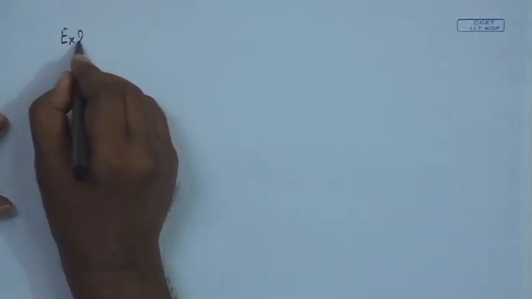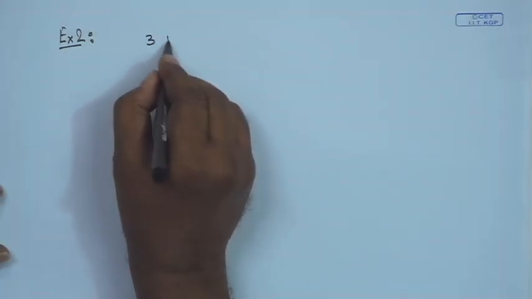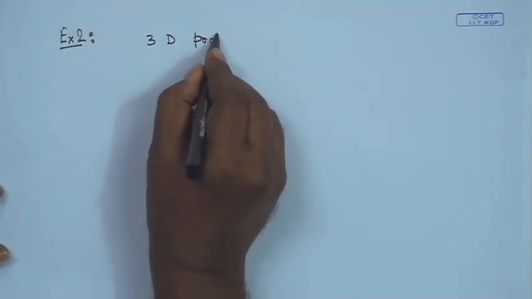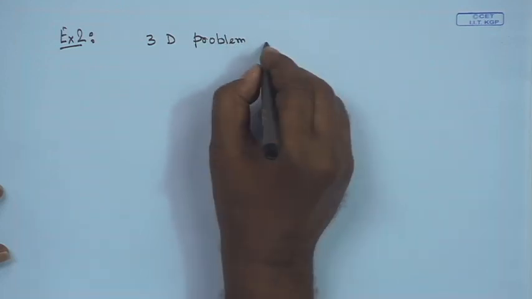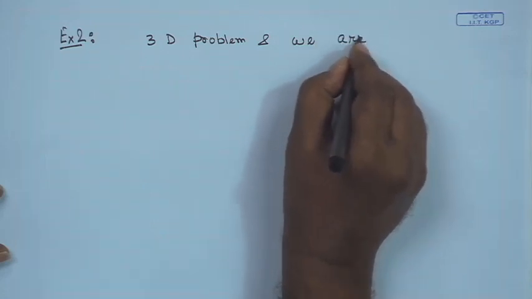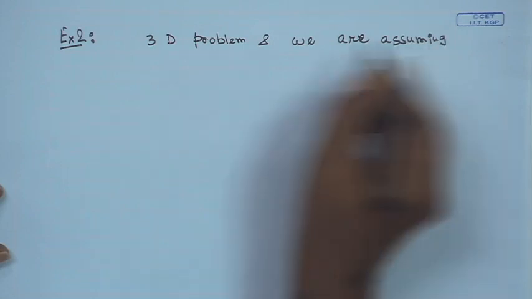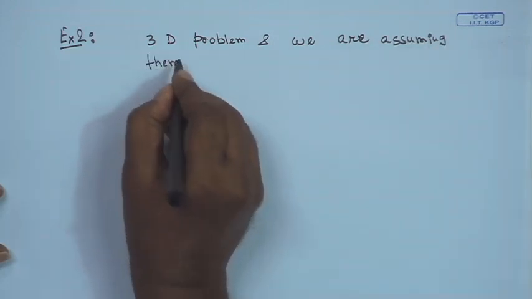So, in the last class, we looked into the two-dimensional problem. In today's class, we will be looking into a more generalized problem, which is nothing but a three-dimensional one. So, let us look into the example of the spherical polar coordinate system. It is a three-dimensional problem, and we are assuming there is no phi symmetry.